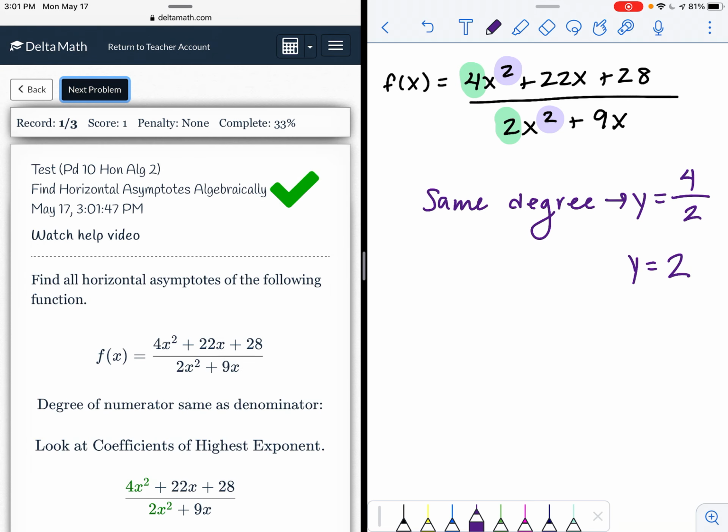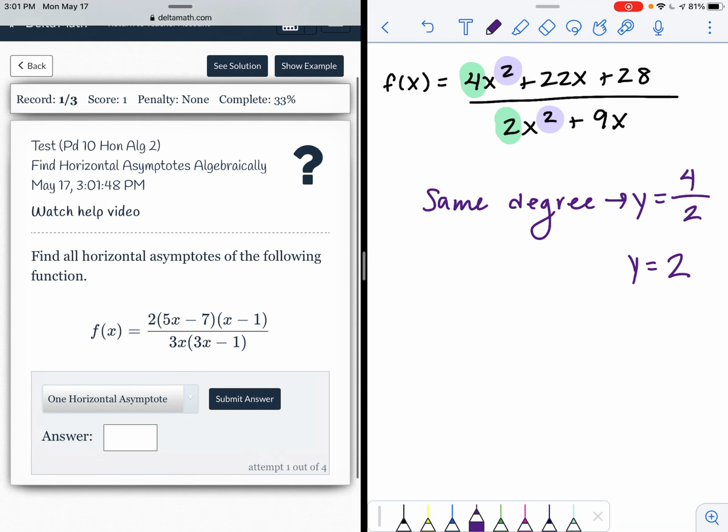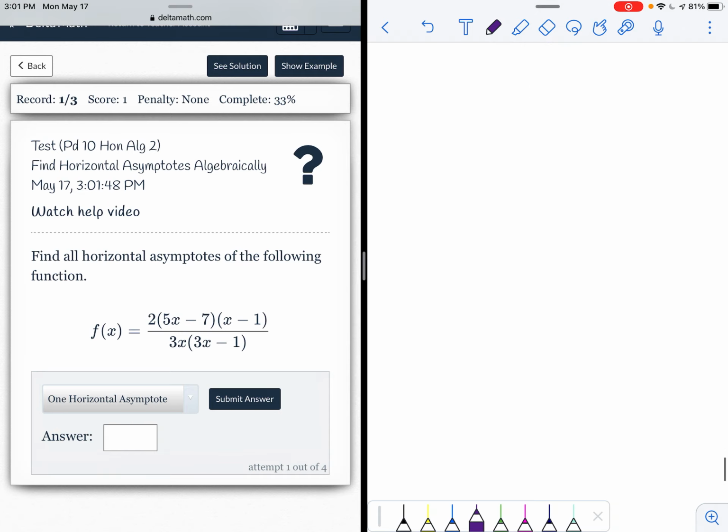So type in my equation, hit submit. There we go. Nice and simple. Now this one is factored for us, and I'm glad it pulled one of these for me to do with you. So here we have a factored equation, and sometimes this is a little hard to figure out what the coefficients are and what the degrees are.